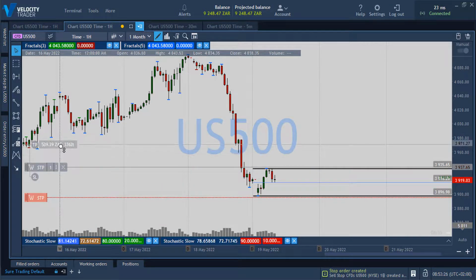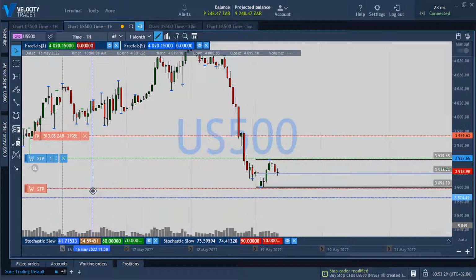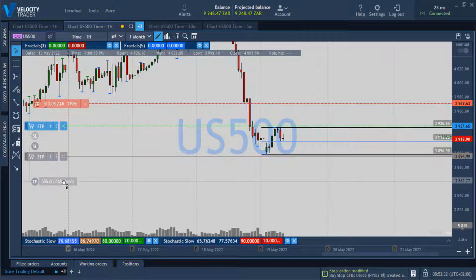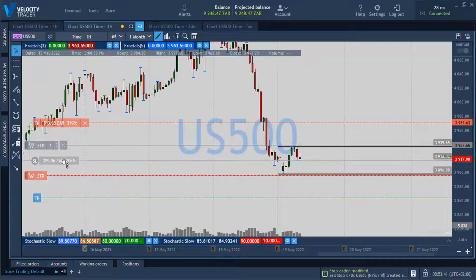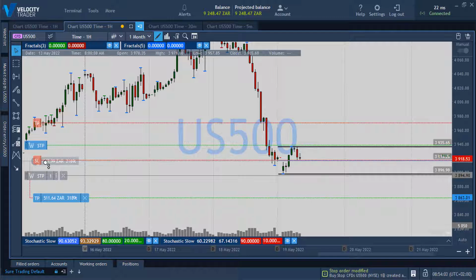Take profit, 500 rand on either side. And then our stop loss at the middle point, which is around 330 odd rand. So just get a nice point over there. So we got that one, and that one over there.